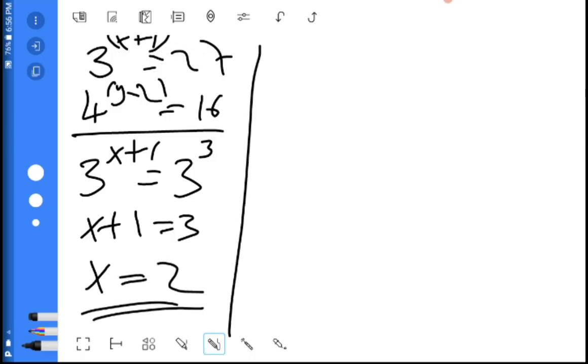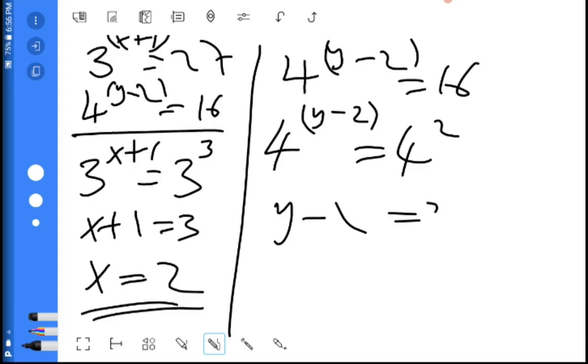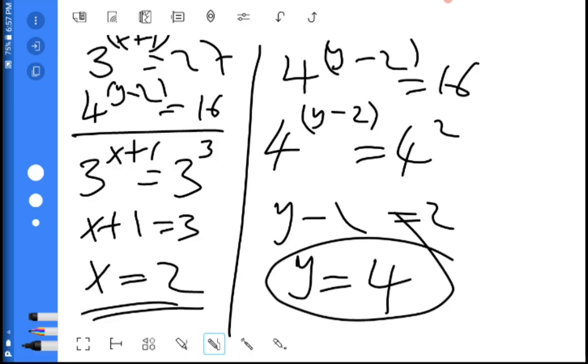Now let's continue with y. Given that 4 raised to the power y minus 2 is equal to 16, you know that 16 is 4 to the power 2. So what does it mean? It means y minus 2 equal to 2. Therefore, y is equal to 2 plus 2, which is 4, and work is done. We have x as 2 and y as 4.